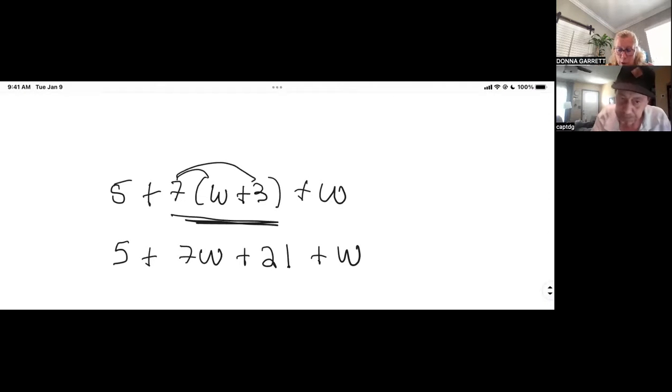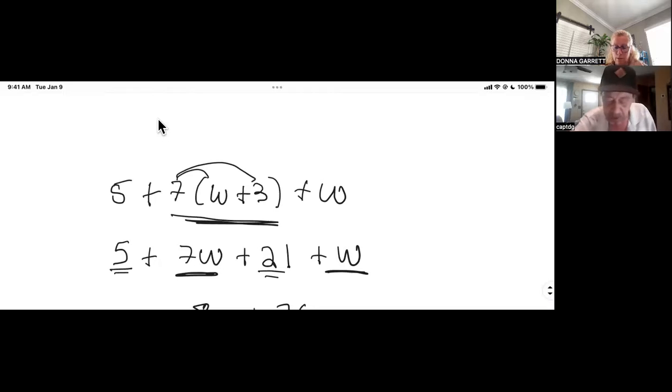Okay, now we're going to combine like terms. I always do my variables first. So 7W plus another W is 8W. And then I'm going to combine my numbers, and 5 plus 21 is 26. I should have gotten 8W plus 26. Okay, I know what I did wrong now. It's just stupid mistakes.